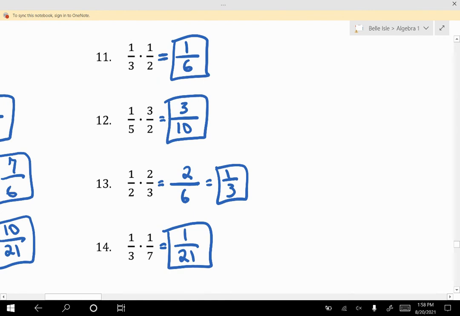So, last ones for practice. We're going to practice all the division problems. So 16 through 20.